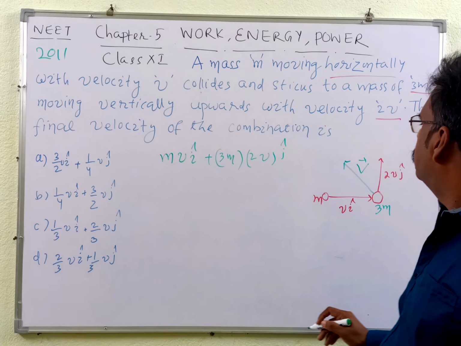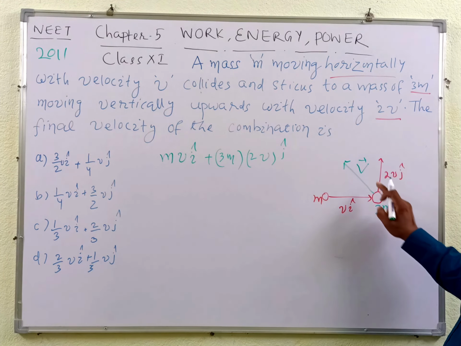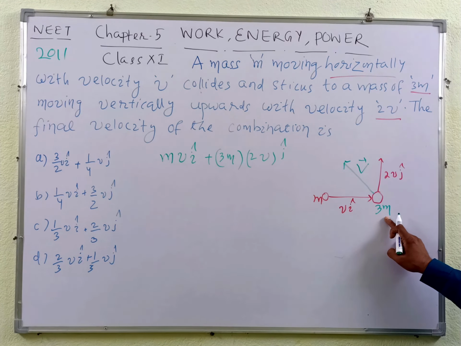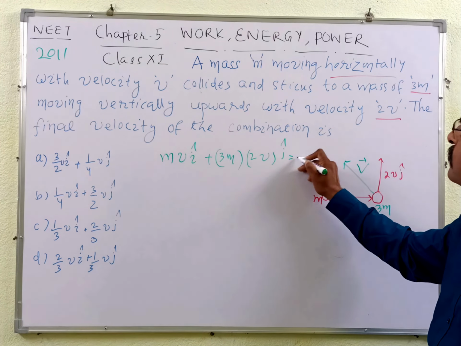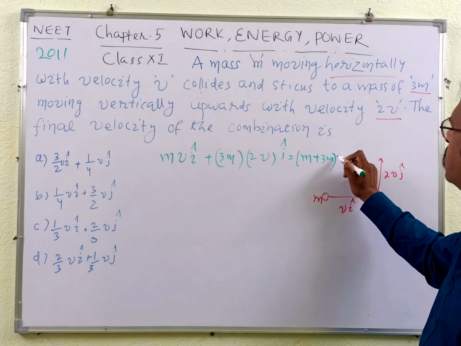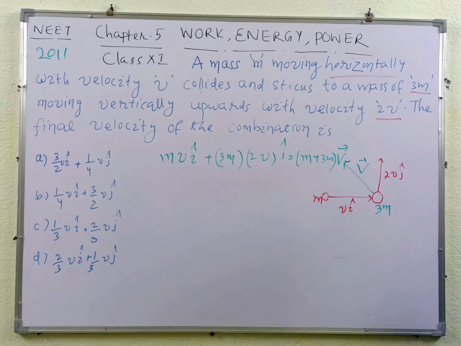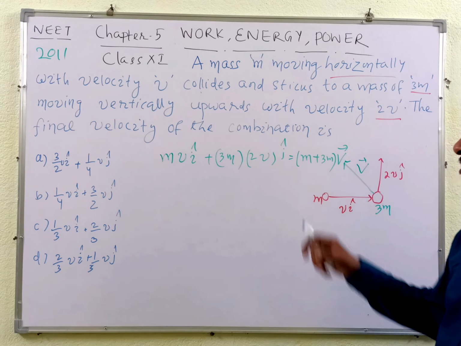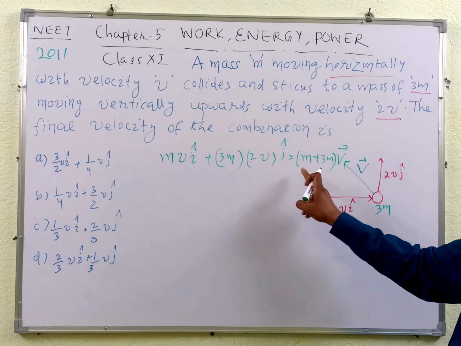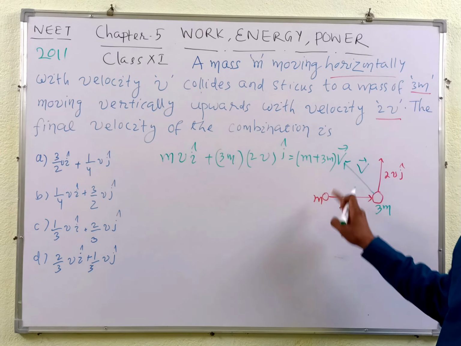The final mass is this mass m sticking with the mass 3m. So the mass of the combination is m plus 3m, and its velocity we have denoted by capital V. According to the principle of conservation, the linear momentum before the collision must be equal to the linear momentum after the collision.